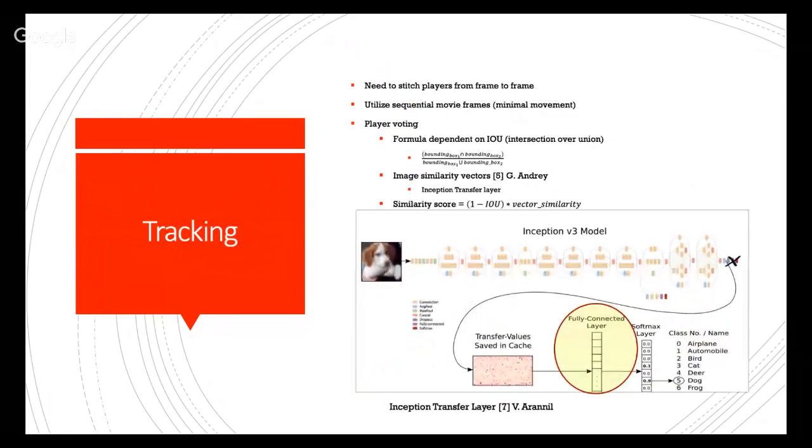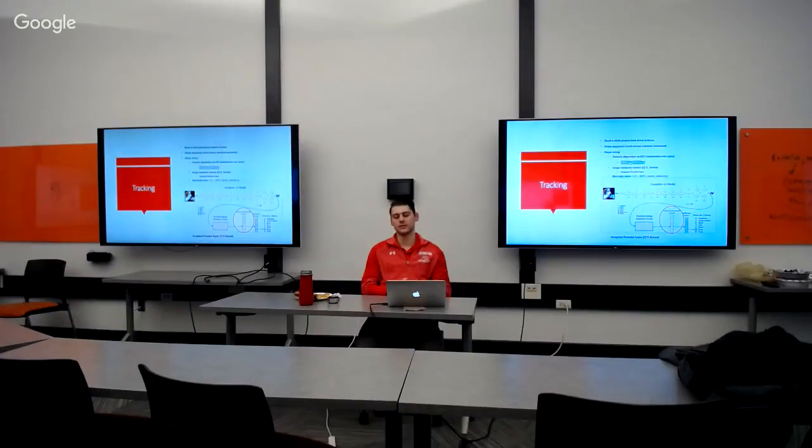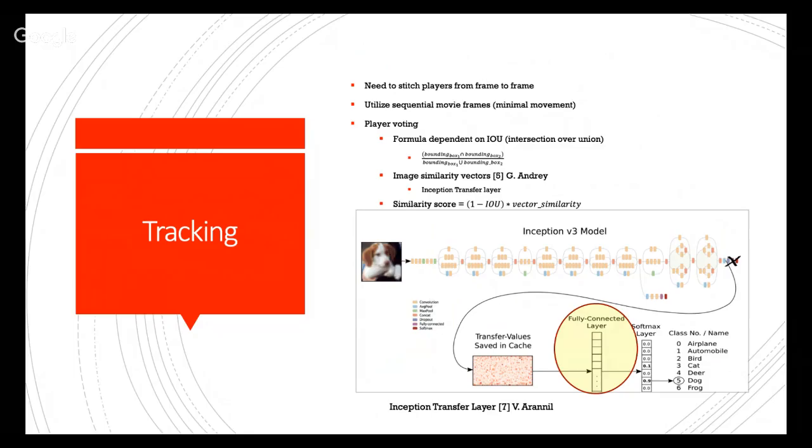So to track, now we have the segmented images of each person, but you don't know where the person goes from frame to frame. We can take advantage of the fact that video frames are sequential, and there's only so much movement that occurs in sequential frames and in sequential video.